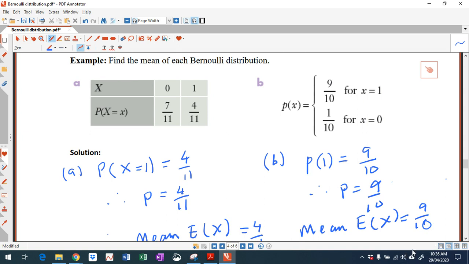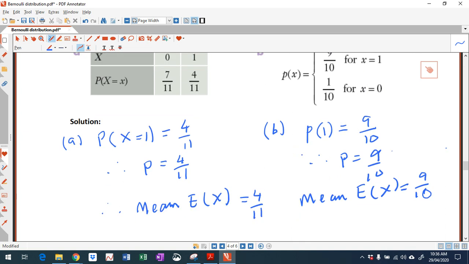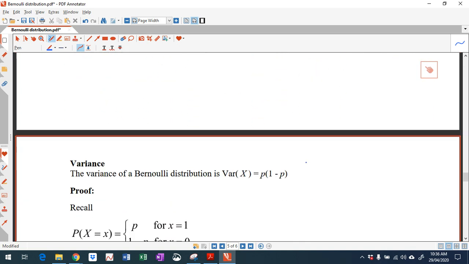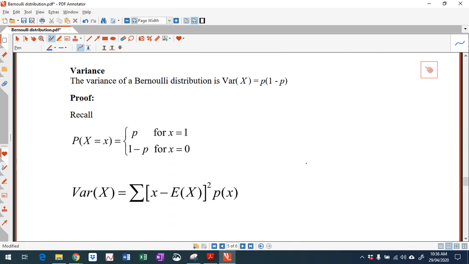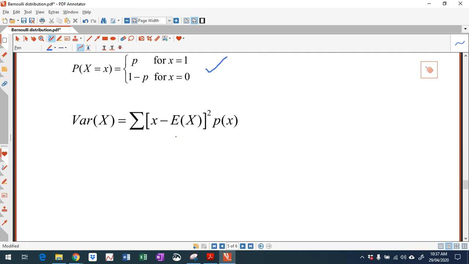Now, let's go on to variance. The variance of a Bernoulli distribution is defined as var x equals p(1 minus p). We looked at that before in the 2-unit course. Here's a proof. Don't forget, there's our Bernoulli distribution. Here's our definition for variance, so we're just going to use that formula.